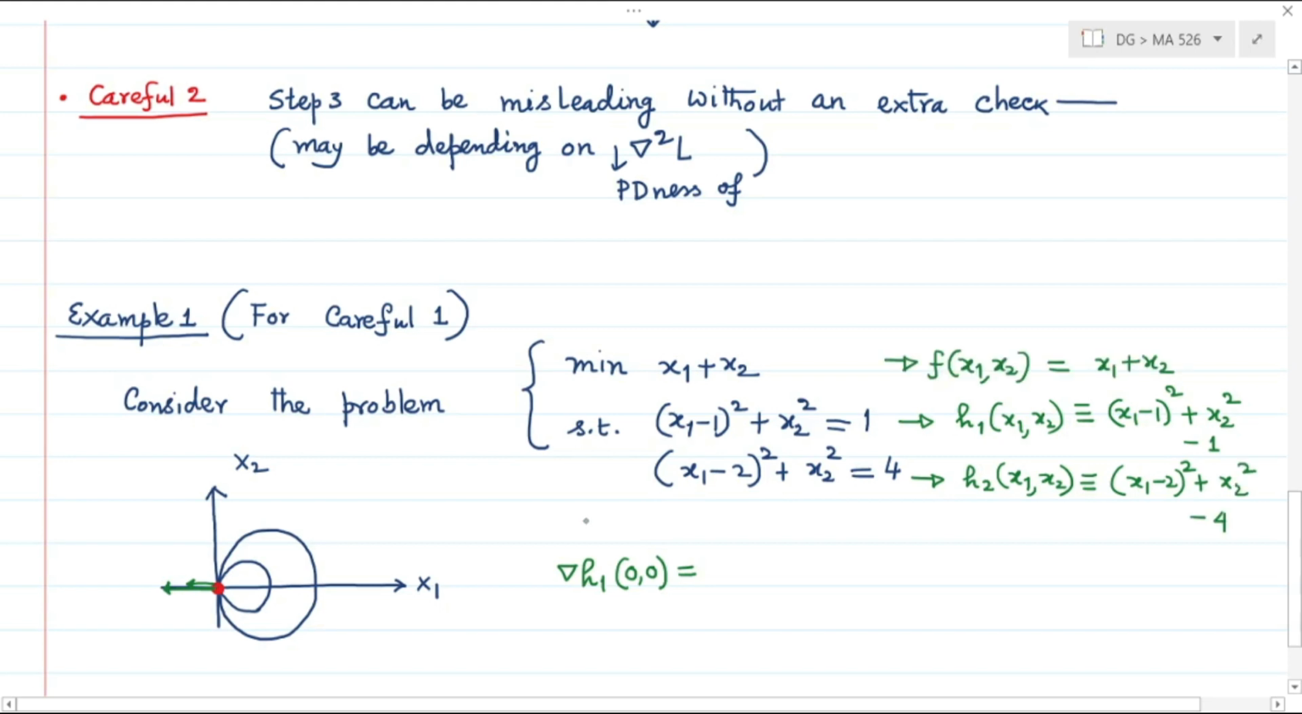Now let me quickly calculate the gradients, because gradients will be needed in the gradient of the Lagrangian function. In that we will need all these gradients. For the objective function, what is the gradient? Obviously the gradient is the vector (1, 1), right? And for h1, at a general point, the first component will be 2 times (x1 minus 1). So at (0, 0) you will have here minus 2, and the second component, you check, will be 0. Similarly for h2 you will have the vector (minus 4, 0).